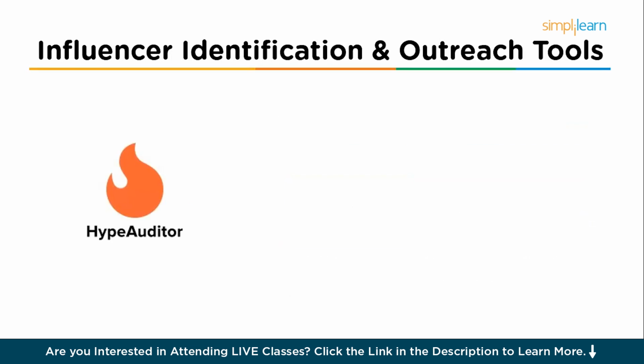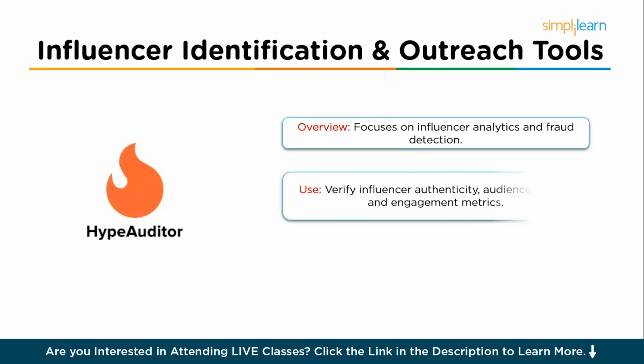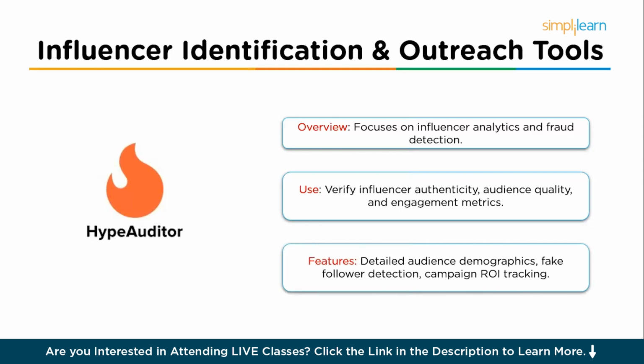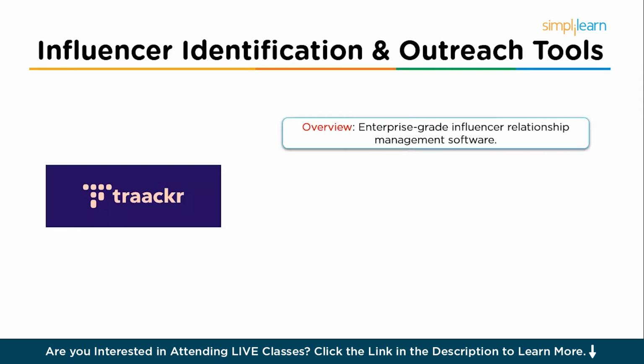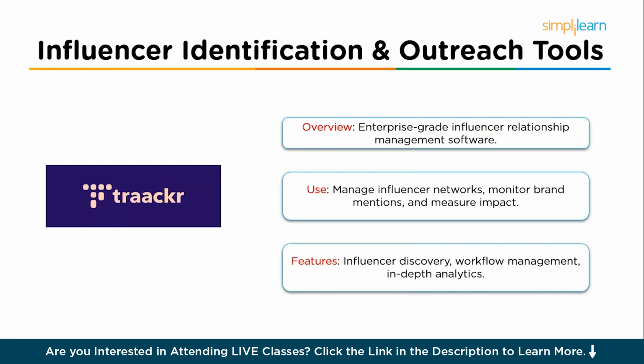Then the third comes Hype Auditor. So it focuses on influencer analytics and fraud detection. Use is verify influencer authenticity, audience quality, and engagement metrics. And the feature is detailed audience demographics, fake follower detection, campaign ROI tracking. And the fourth one is Tracker. Overview is enterprise grade influencer relationship management software. And the use of this tracker tool is to manage influencer networks, monitor brand mentions, and measure impact. Then comes feature, influencer discovery, workflows management, and in-depth analytics.